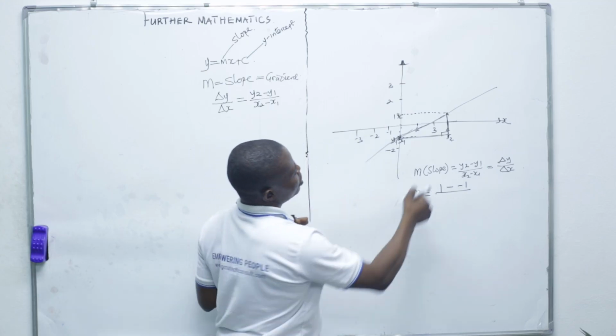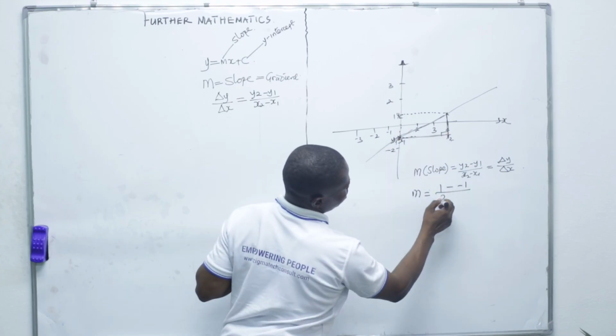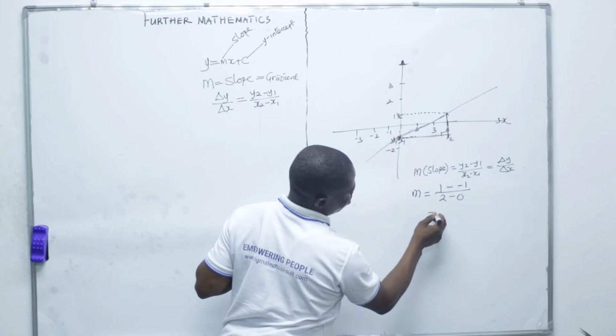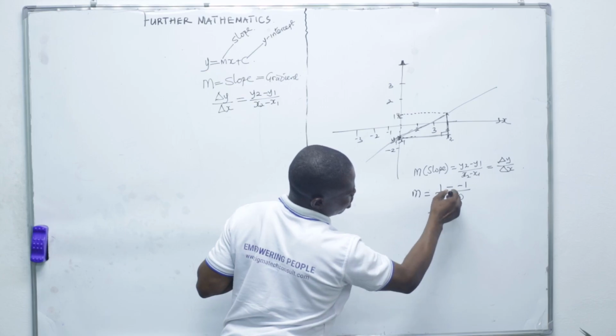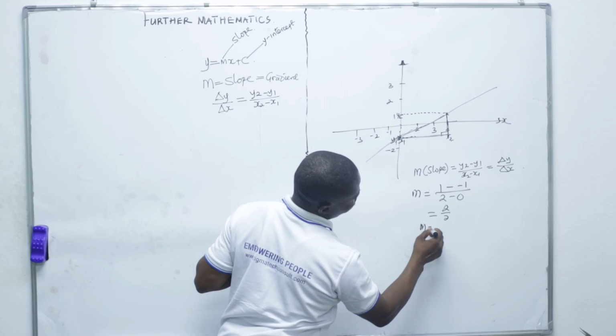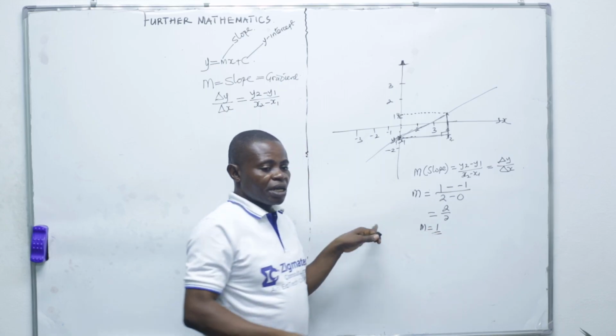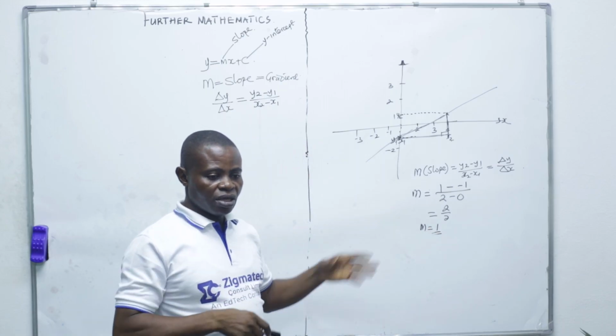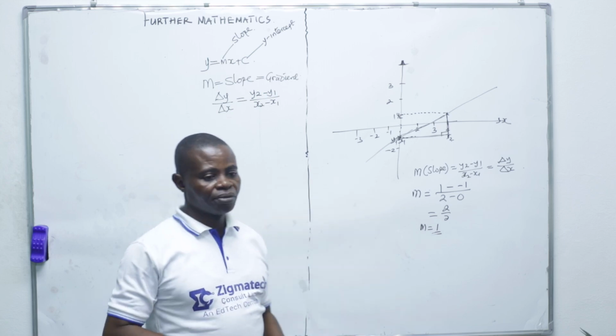over x2. See my x2, see my x1. This is 2 minus 0. So I will have what now? 1 minus -1 means 2, all over 2. So m equals what? 1. The gradient will give me 1.